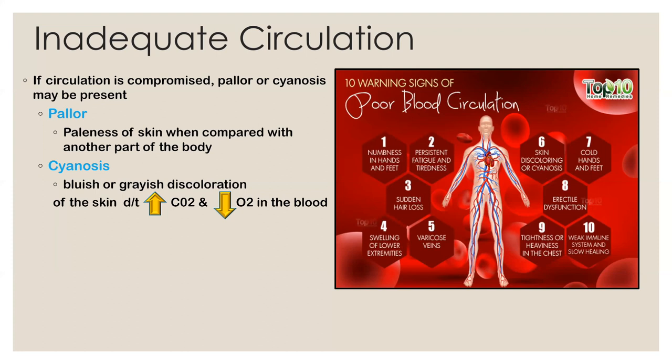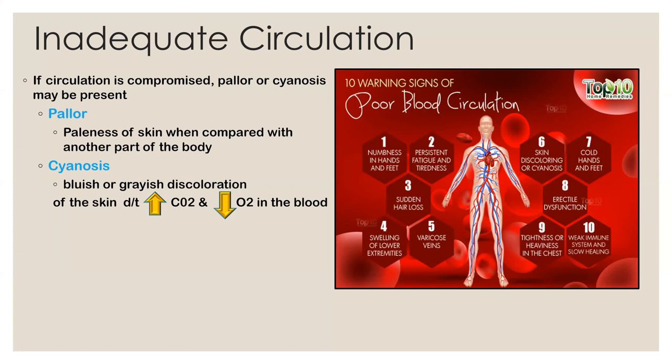Okay, and so here you can see 10 warning signs of poor blood circulation. Numbness in the hands and feet, persistent fatigue and tiredness, sudden hair loss, swelling of the lower extremities. Let me speak on sudden hair loss: it is not just the hair on your head. If you notice that somebody has no leg hair or no arm hair or no hair on their body, that is a sign of poor circulation. That hair needs blood flow to grow, okay?